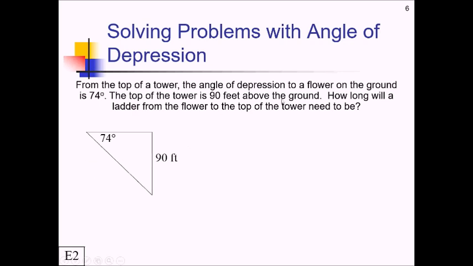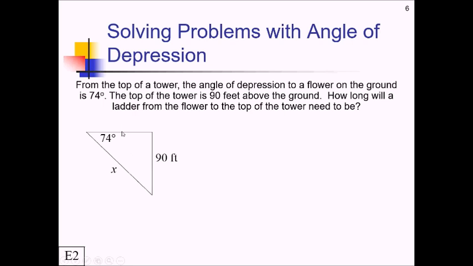And they want to know how long will a ladder from the flower to the top of the tower need to be. So distance from the tower top to the flower, that's this hypotenuse right here. So that's my x. All right. So if you didn't get that diagram, you might want to adjust things and then pause the video again and solve for x.